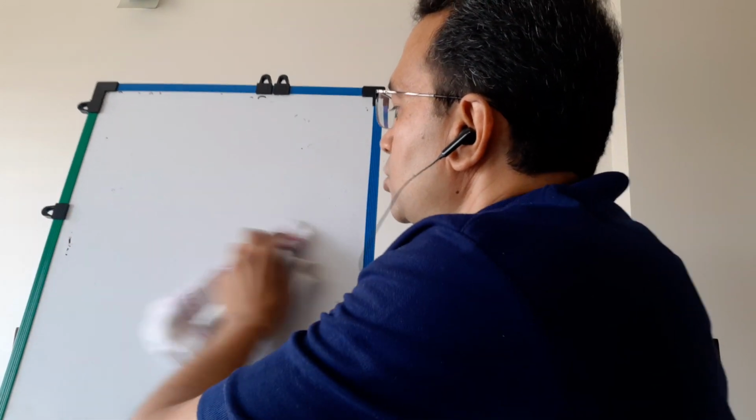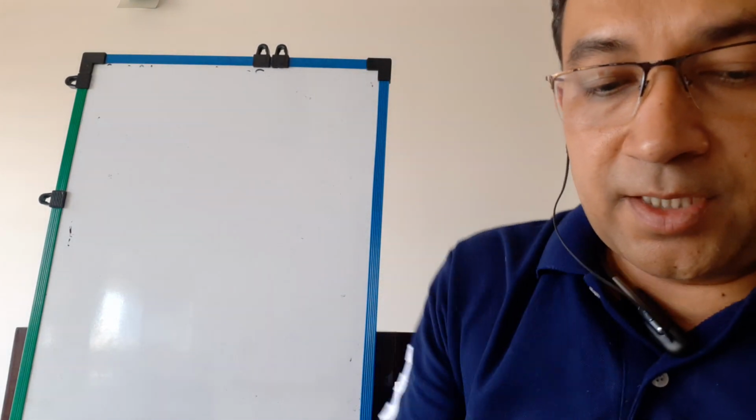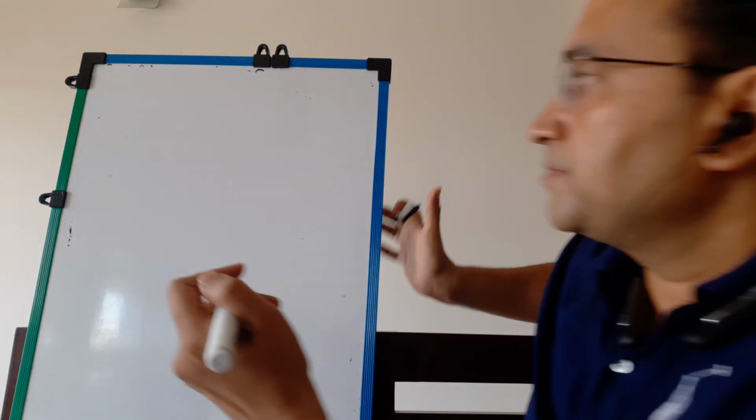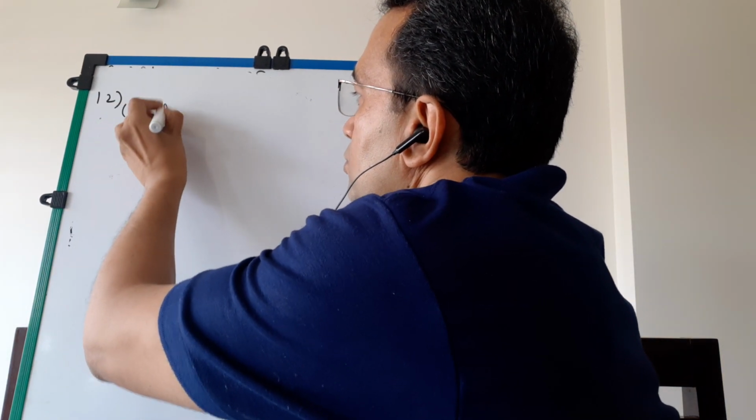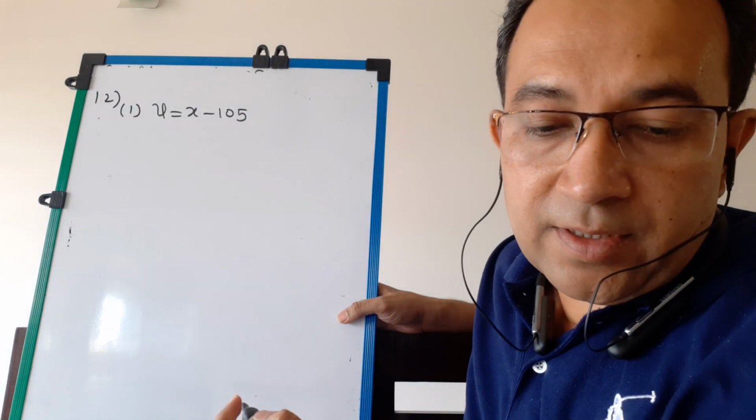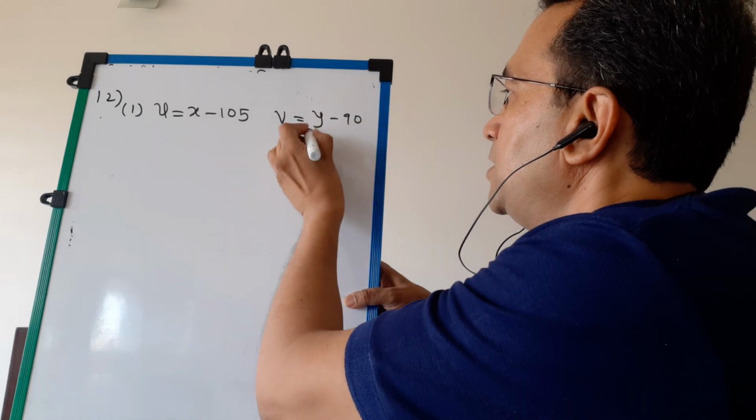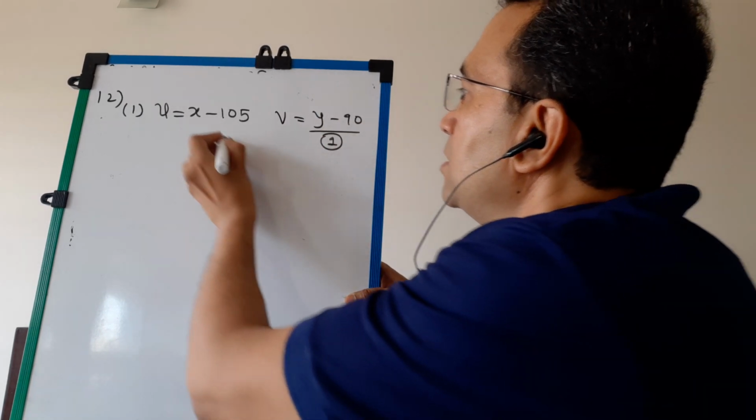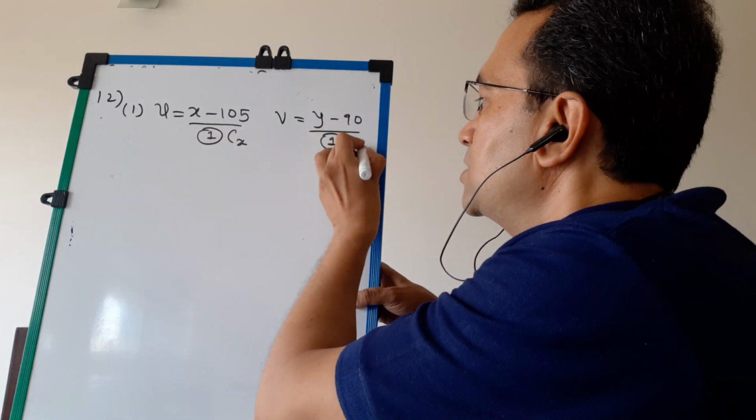Let me erase this also. Again, we will write it, students. Now see, the first part is of the sum. Question 12. 1. U is equal to x minus 105 and v is equal to y minus 90. Nothing means here we have 1. Nothing in the denominator means 1. This is cx, this is cy.